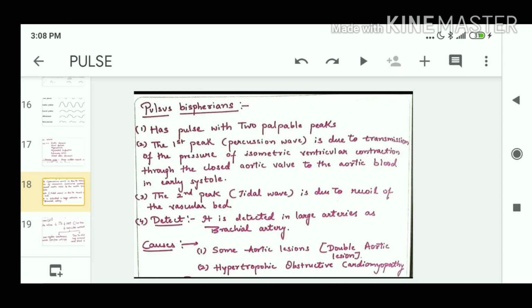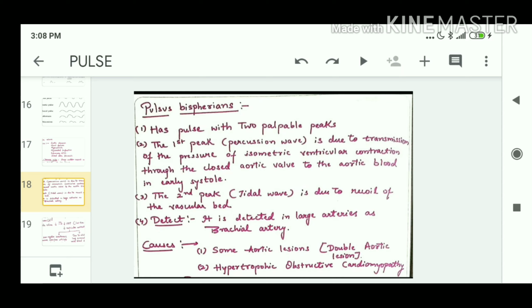First peak, why does it happen? It is due to the transmission of the pressure of isometric ventricular contraction through the closed aortic valve to the aortic blood in the early systole. And why does the second peak occur? It is due to the recoil of the vascular bed. Now how can you clinically detect the pulsus bisferiens? It is detected in the large arteries such as the brachial artery.